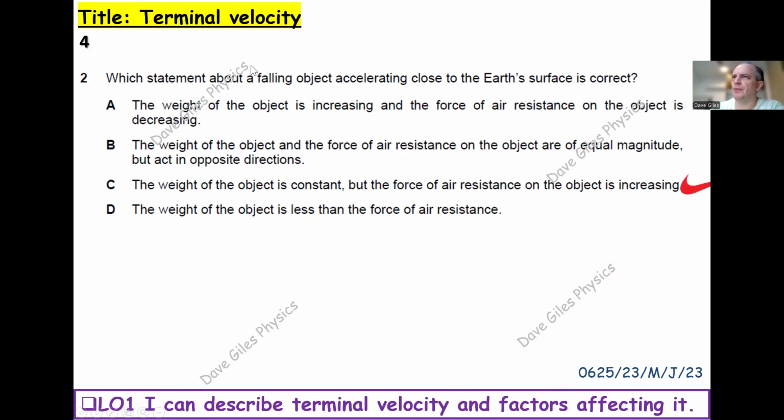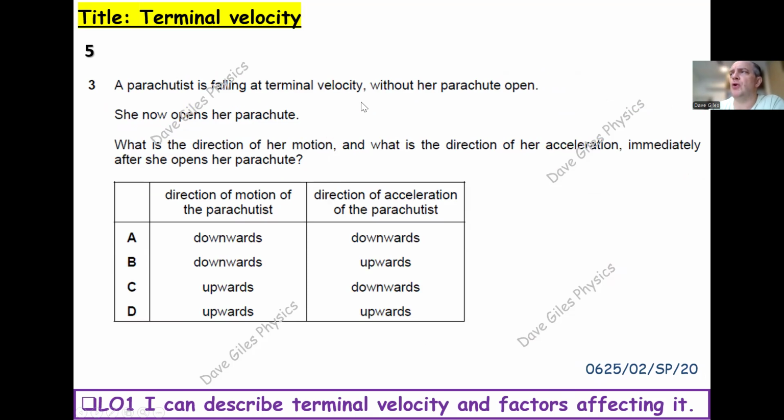And the final one, a parachutist is falling at terminal velocity without her parachute open. She now opens her parachute. What is the direction of her motion and what is the direction of her acceleration immediately after she opens her parachute? So the direction of motion of the parachutist is obviously she's moving downwards, and after opening the parachute, she's decelerating down or accelerating upwards. So the answer is B.